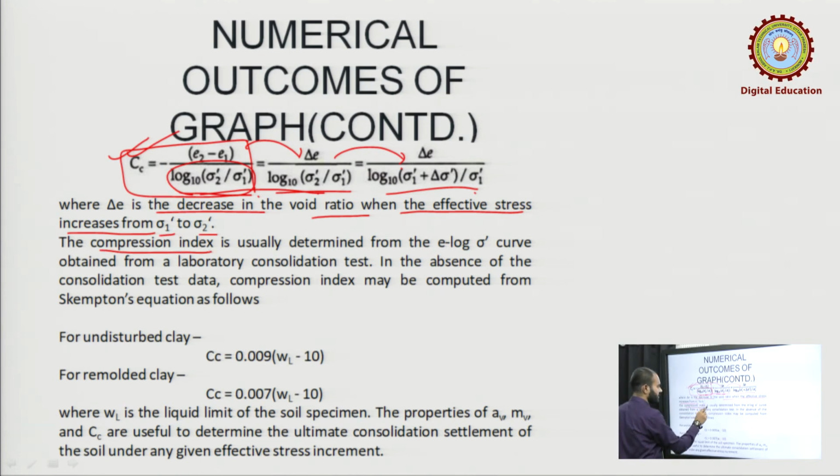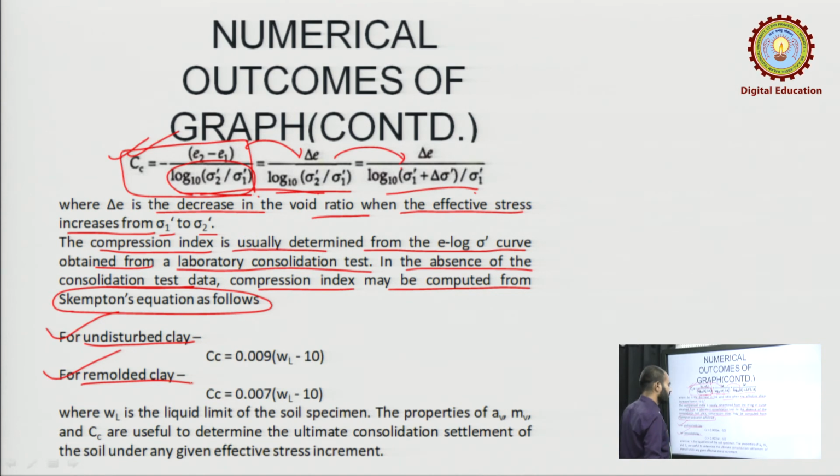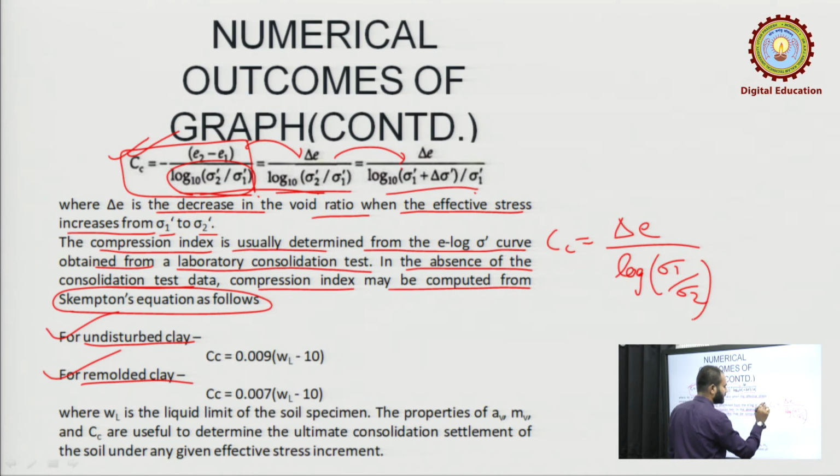The compression index is usually determined from the e-log sigma curve obtained from a laboratory consolidation test. In the absence of consolidation test data, compression index may be computed from Skempton's equation. We have two equations given, for undisturbed clay and for remolded clay. Sometimes in the numerical we may not be given the value of delta e, or sigma 1 by sigma 2 value may not be given. Then in that case we can use this formula.